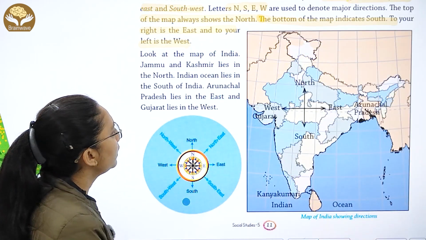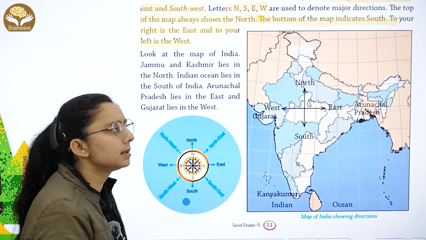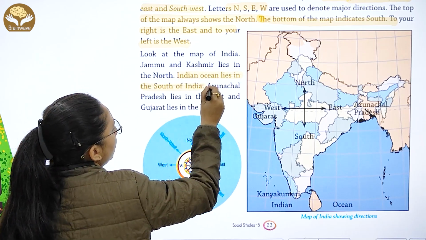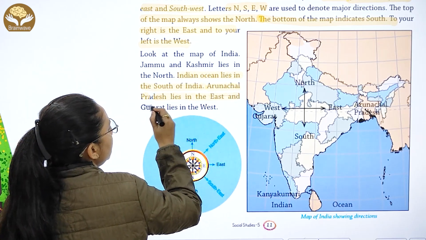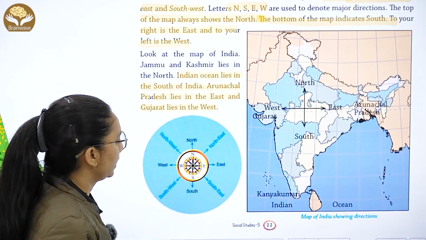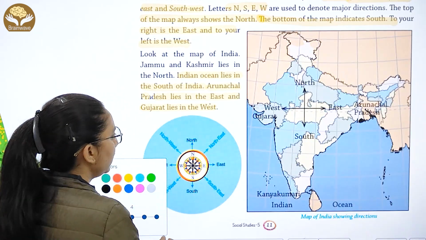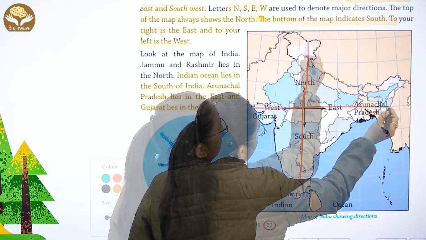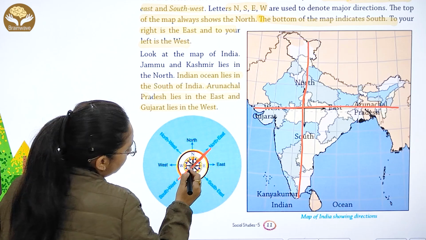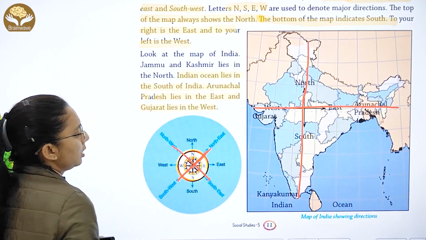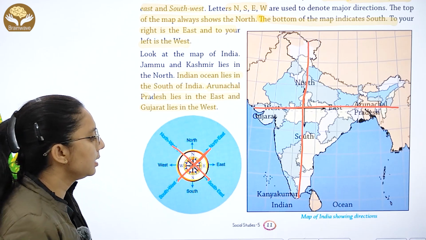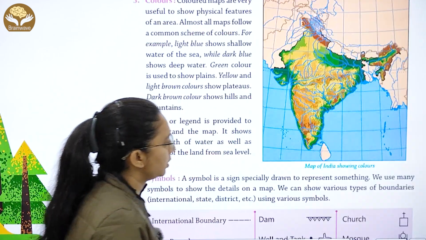Now look at the map of India. Jammu Kashmir lies in the north. Indian Ocean lies in the south of India. Arunachal Pradesh lies in the east, and Gujarat, where does it lie? It lies in the west. You can see over here, these are the different directions. This is your east-west direction. And between north and east lies northeast, between south and east, southeast, between south and west, southwest. Like this, we have sub-directions also.